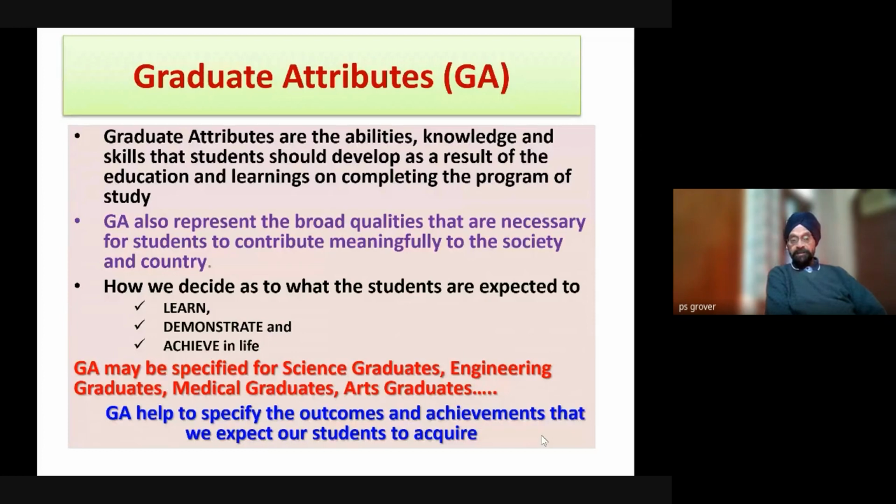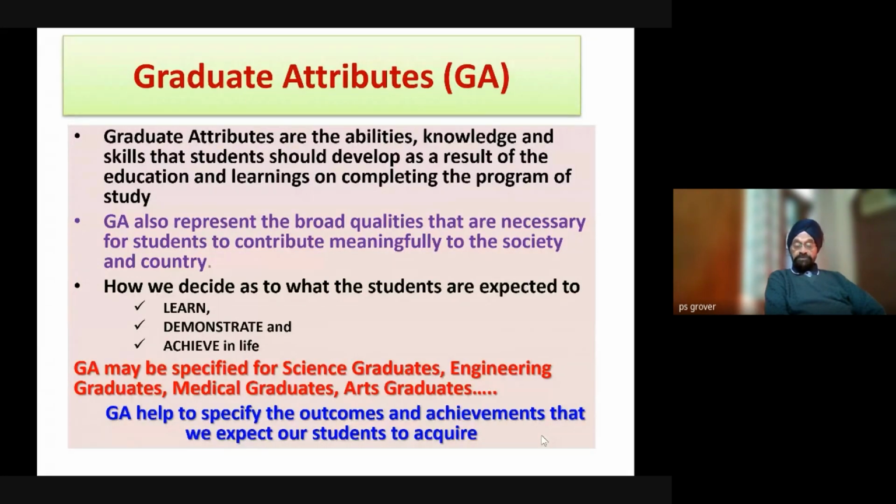Then comes the curriculum. Graduate attributes also present the broad qualities that are necessary for students to contribute meaningfully to the society and country. This is not only about learning, it is also about how the student is trained, how the student is equipped to contribute to the welfare of society. How do we decide what students are expected to learn? If we want the student to be a lifelong learner, a good engineer, how do we decide that?